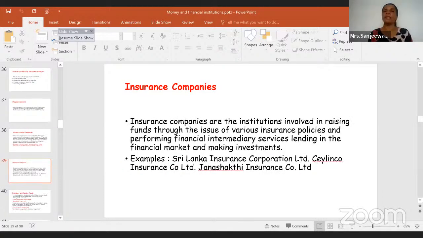Insurance companies are the institutions involved in raising funds by issuing various insurance policies. Our next lesson is insurance, so you will be learning about insurance in detail and about their policies. Various insurance companies have various insurance policies, and that's their business. They perform financial intermediary services, lending in the financial market, and market investments. So what are the examples? Sri Lanka Insurance Corporation, Sanasa Insurance, Janashakthi Insurance. They are insurance companies.